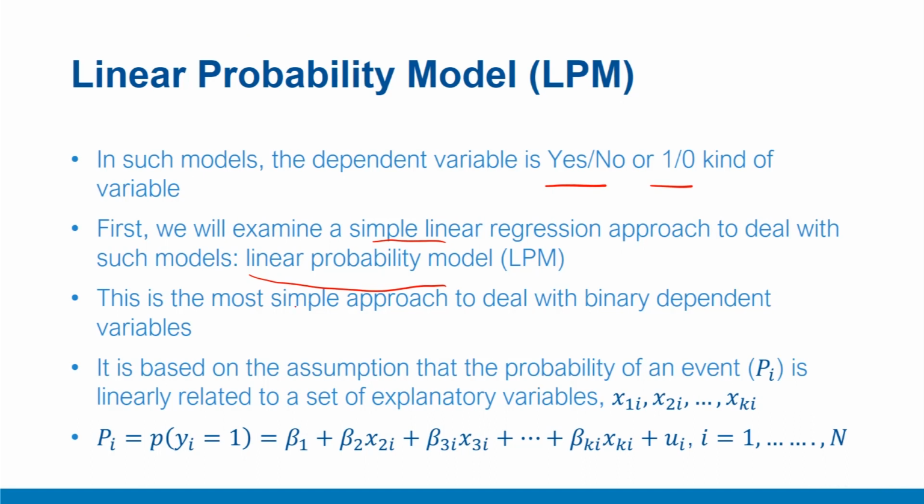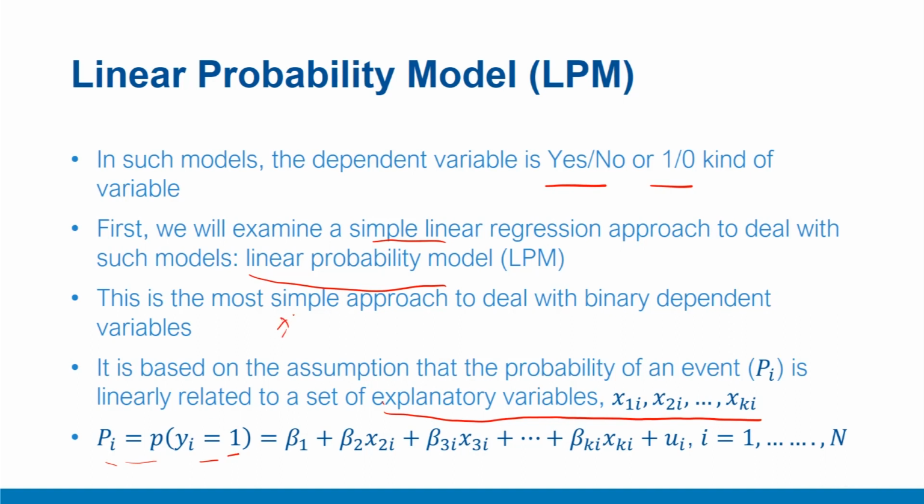This is the most simple approach to deal with binary dependent variables, but as we'll see in the next video, it is fraught with its own issues. But let's introduce this problem. It is based on the assumption that the probability of an event, pi, is linearly related to a set of explanatory variables x1i, x2i, and so on up till xki. So the problem formulation would look something like this, where pi, the dependent variable, is essentially the probability of an event happening, y equal to 1.